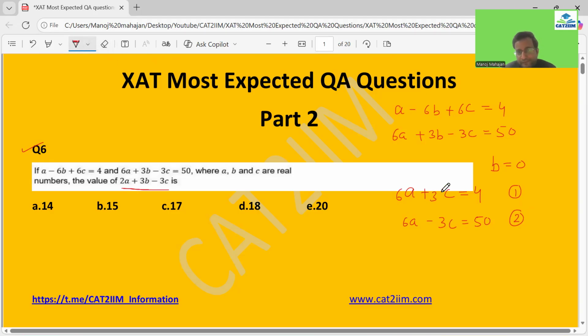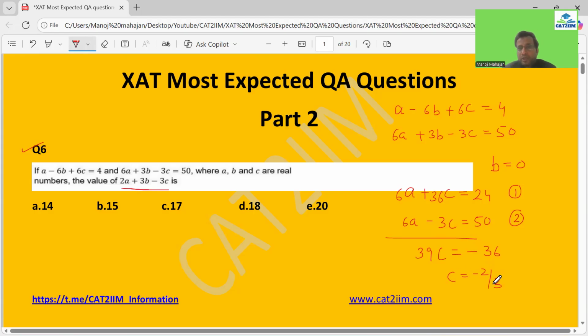36, and this becomes what? 24. Now I said subtract 2 from 1, so let's do that. So what do I get over here is, this is 39c, this is how much? We got minus 36, right? So what is c coming out? Minus 2 by 3. Okay.